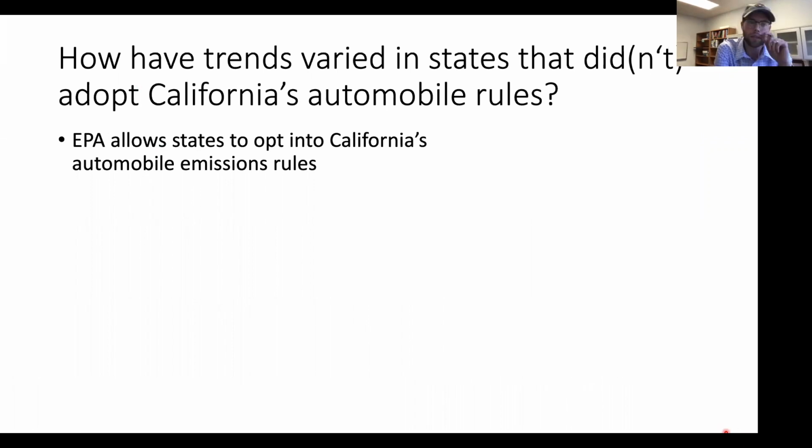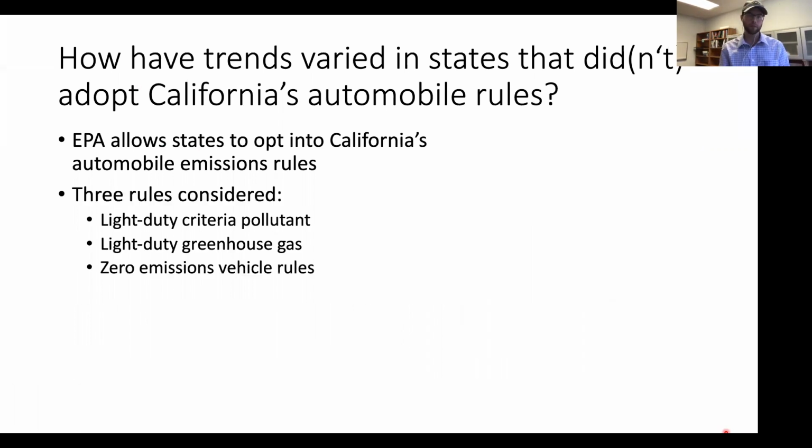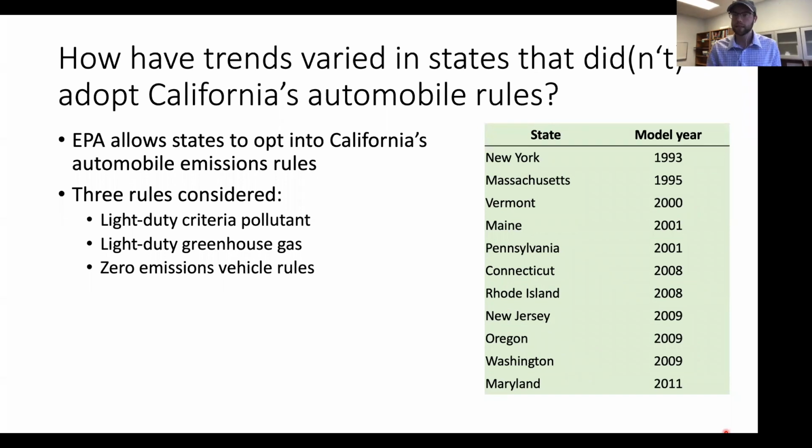That was the model evaluation piece, but then we also applied this to a policy evaluation, and it centered around this question: how have trends varied in states that didn't adopt California's automobile rules? EPA allows other states to opt into California's emissions rules. We are looking at 3 rules in particular: light duty criteria pollutant, light duty greenhouse gas, and zero emissions vehicle rules. There were 11 states that opted in model year 2011 or before. They're listed here.